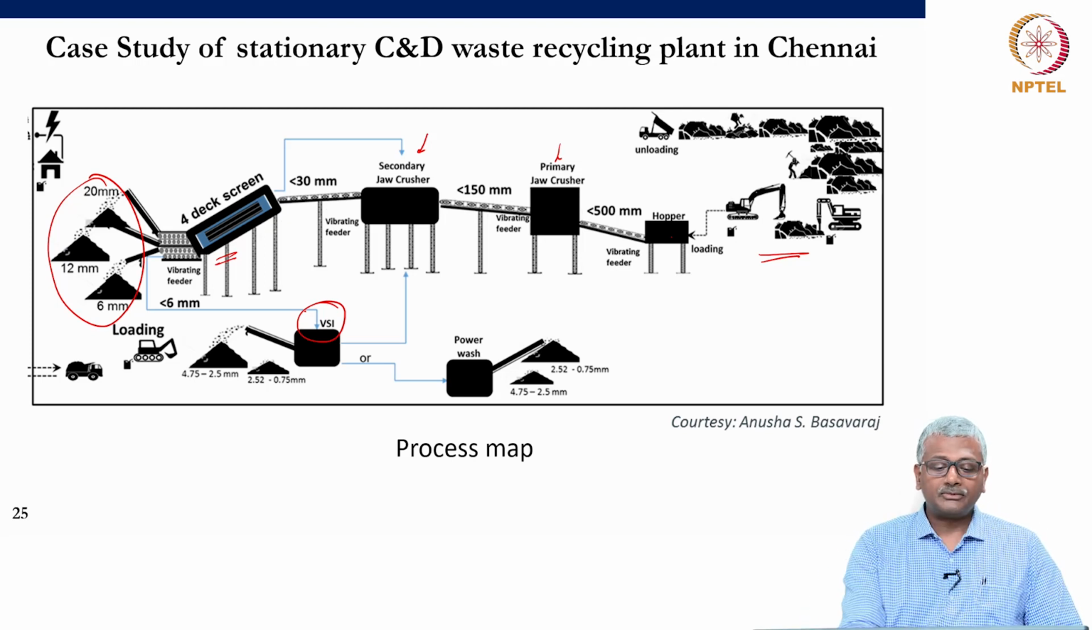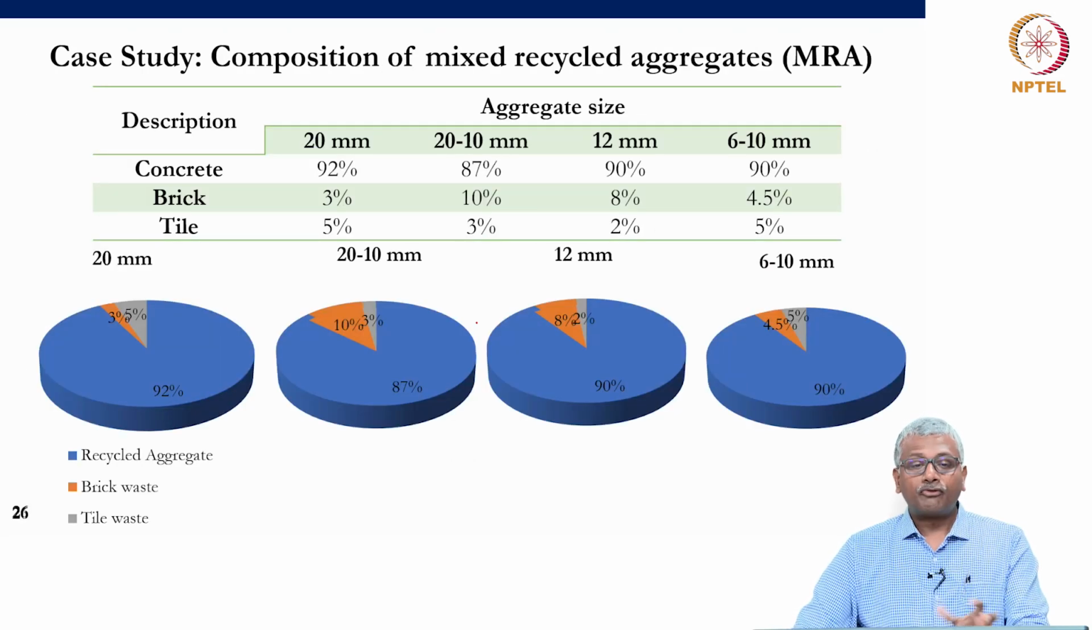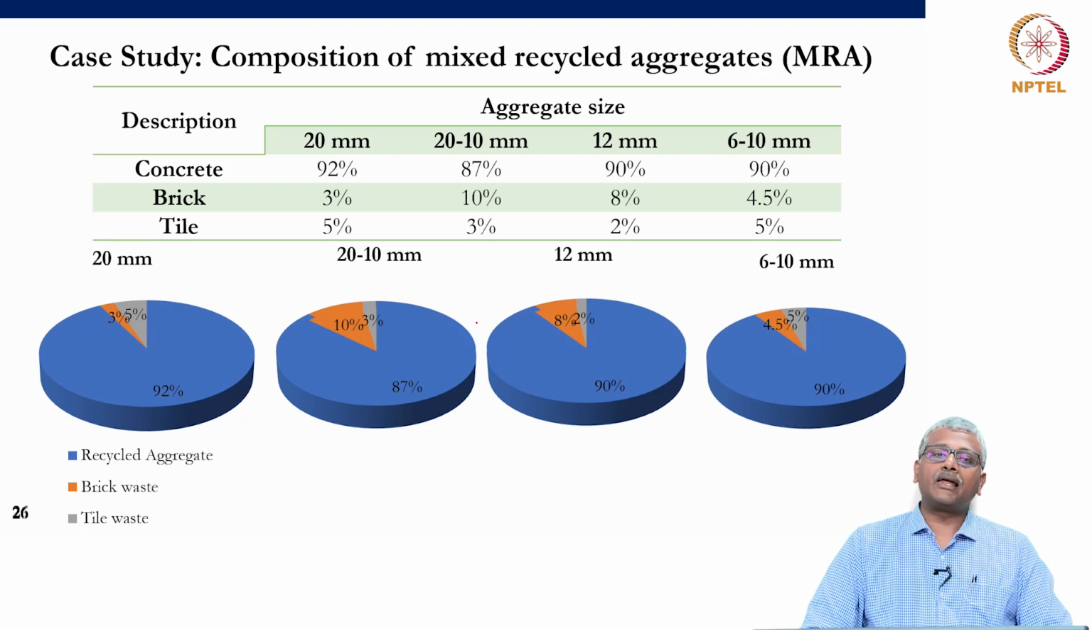Then the dust that is getting generated could be power washed to ensure that you are getting clean aggregate out of it. This is a typical process map for a C&D waste recycling plant, a stationary plant in Chennai. Now, from this plant, we actually did some analysis of the composition of the material in terms of the sizes, in terms of the properties that were getting collected.